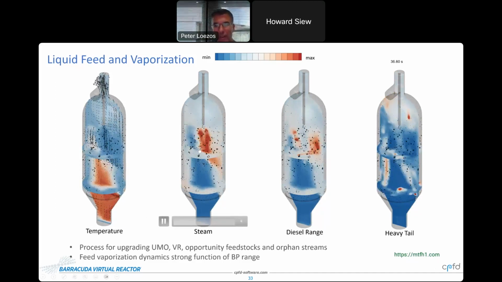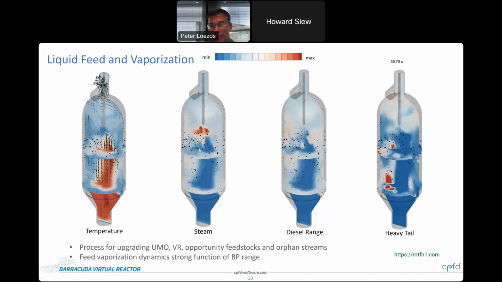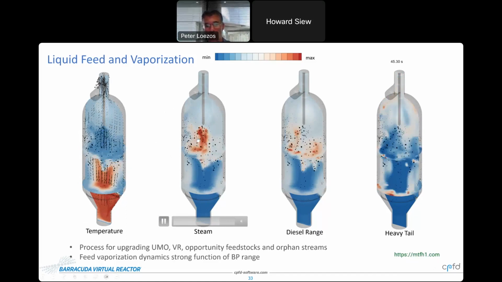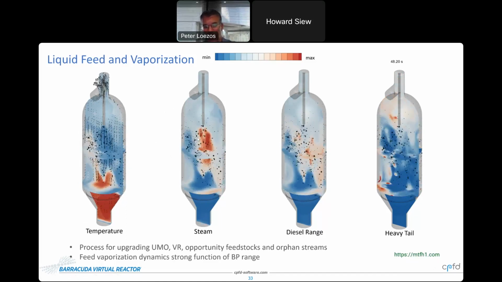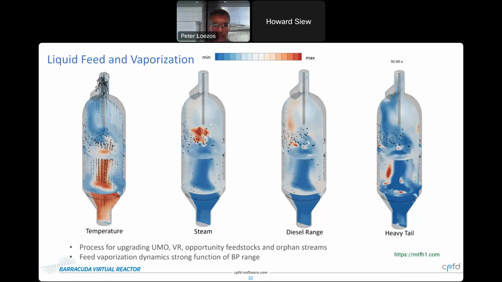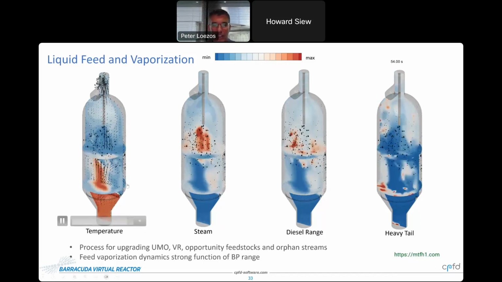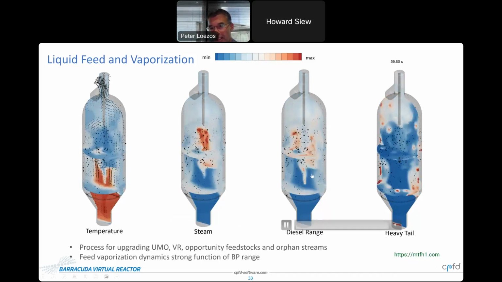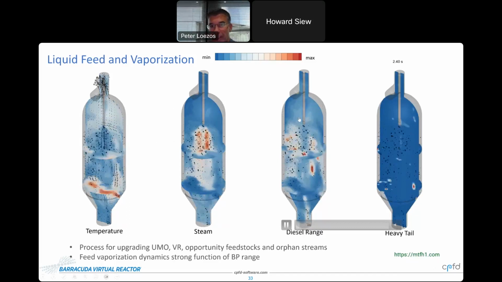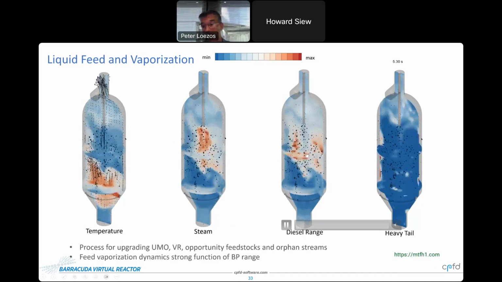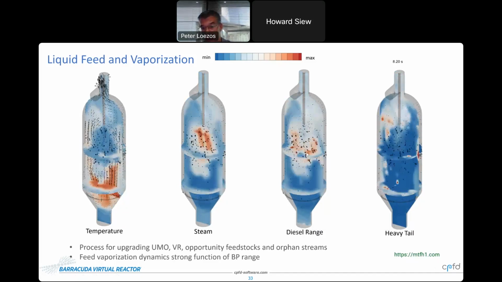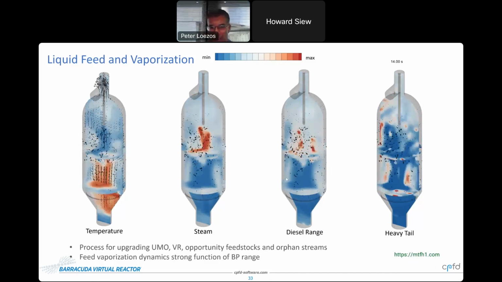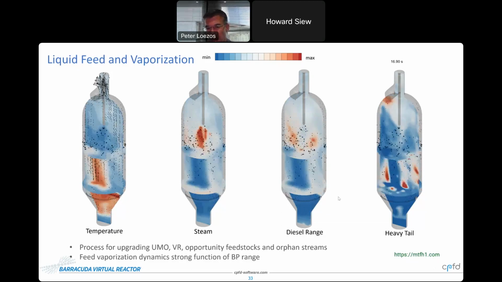So if you look at the second animation, and this is steam, what you're seeing here is the water that's coming in with the feed vaporizes immediately. So water is going to be the lowest temperature component, the lightest component in the feedstock, right? So that vaporizes immediately. If you look at the third animation, this is the diesel range component in the feed. That material actually penetrates much further and spends more time in the reactor, right, before it vaporizes compared to the water. And that vaporization, the boiling point is going to be about 550 F.